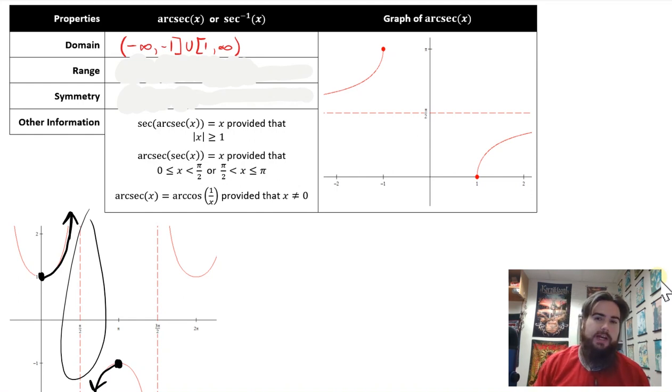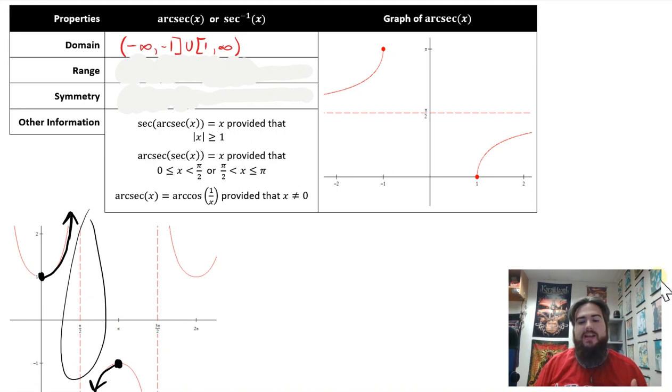The range, on the other hand, is going to be that section of the curve that we ended up taking. It's not going to be the same as the domain for secant. The domain of secant involved all real numbers except pi halves plus pi k. We can't do that because we would have not a function. We would fail the vertical line test.